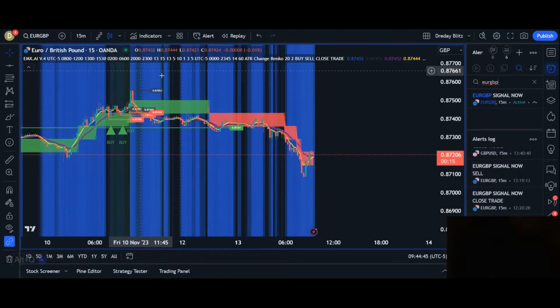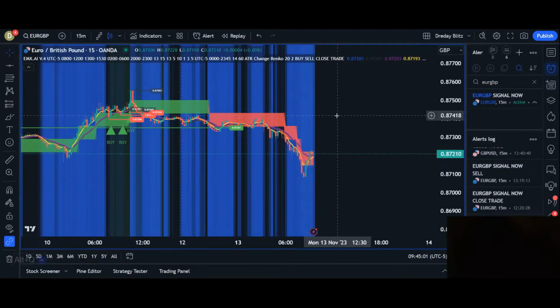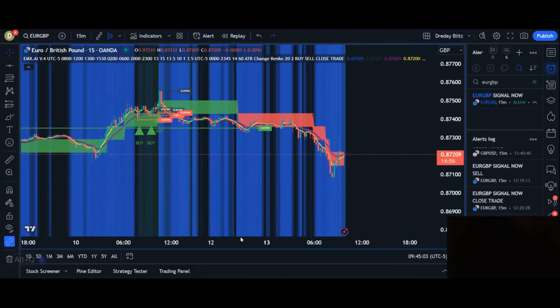If we basically look at the chart, it's better to look at the chart. So at 8 o'clock on Sunday, the trend changed from a bullish sentiment to a bearish sentiment. So we had a signal here for a sell. So same principle.